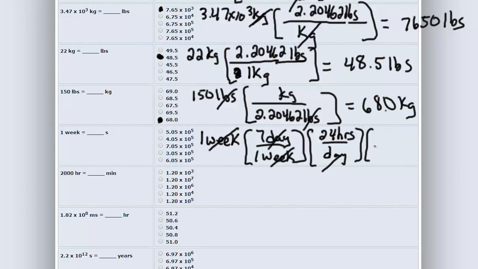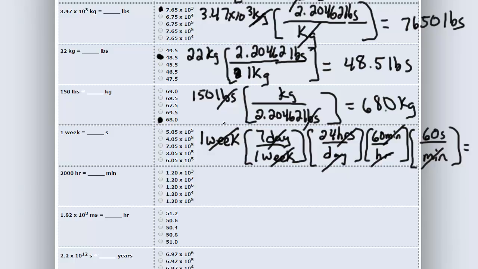And then in each hour, there's 60 minutes. Okay, hours drop out. And in each minute, there are 60 seconds. So, the minutes drop out, and I'm left with units of seconds, which is what I want. So all I have to do is multiply. So 1 times 7 times 24, multiply by 60, and multiply by 60 again.